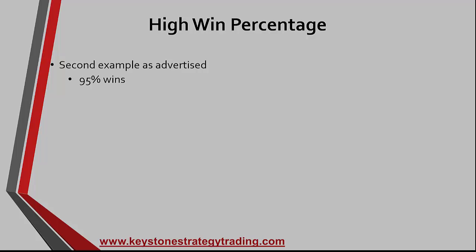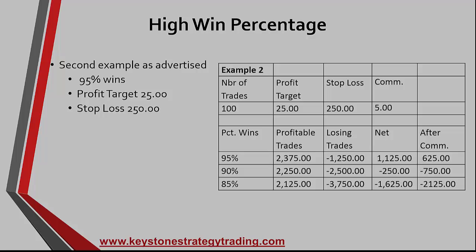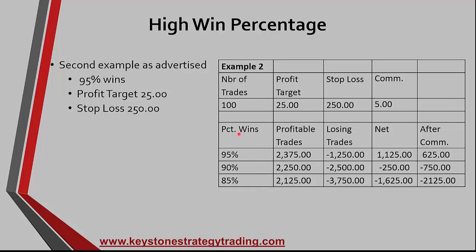What information do we have? Well, we know that the profit target is $25. Well, that doesn't seem very large. Okay, what's the stop loss? Well, it's $250. Again, red flag should be going up. But let's continue on. This is a commercially available strategy, so let's see what we find. Let's do the same calculation. We're going to assume that we traded their strategy 100 times, the profit target was $25, the stop loss was $250, and our commissions were $5. Well, at 95%, we get the result of $625 after commission.